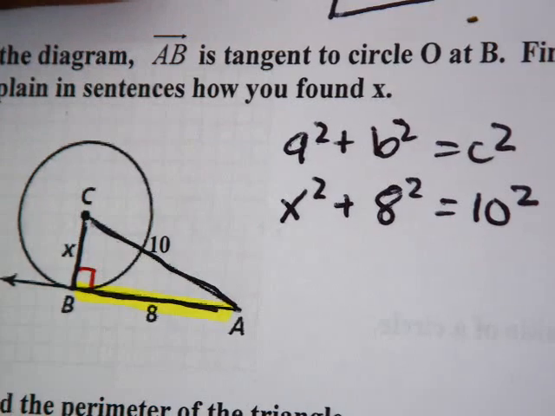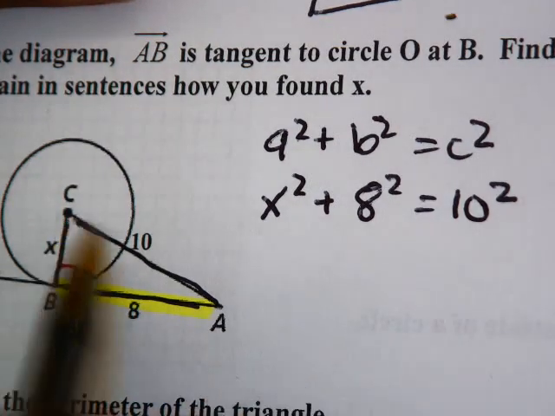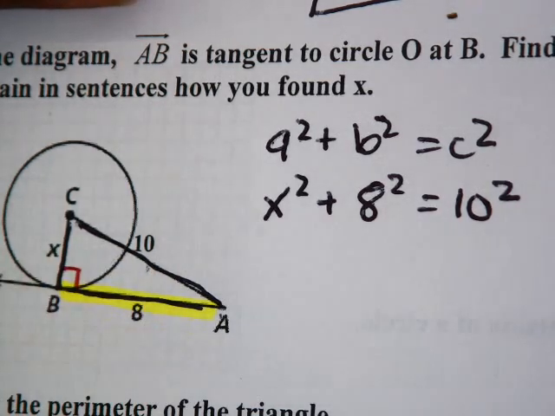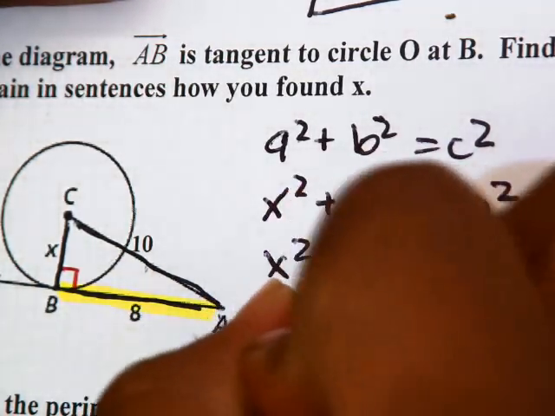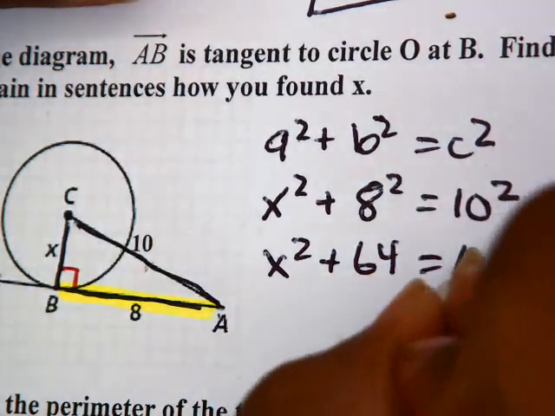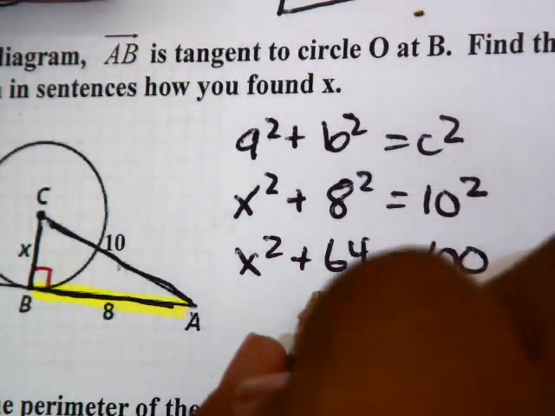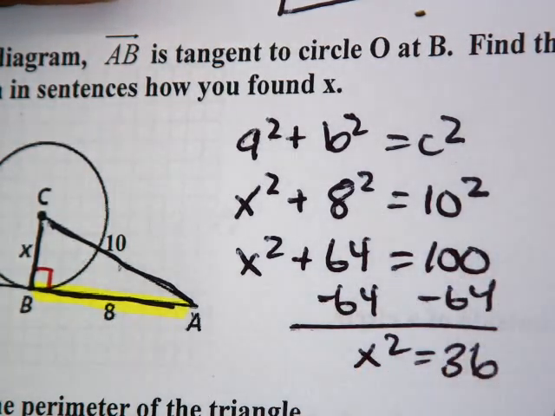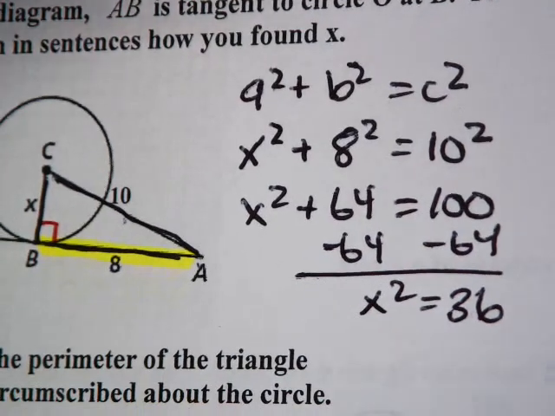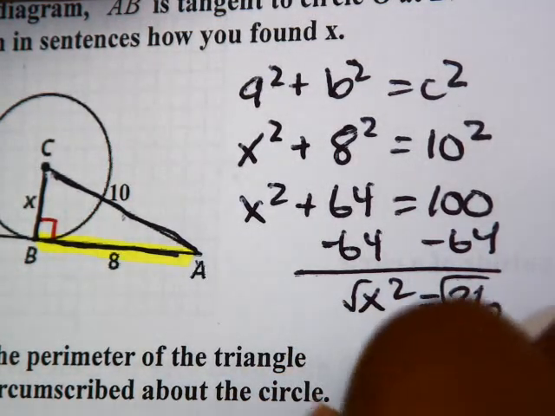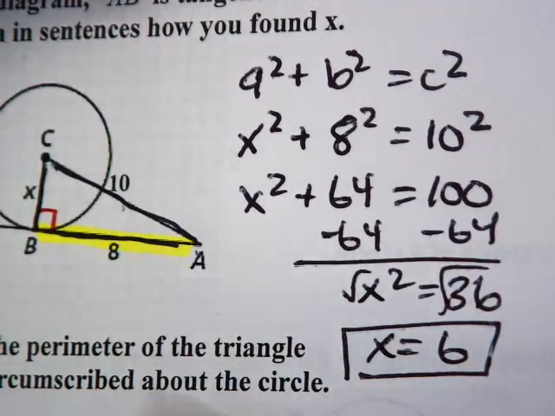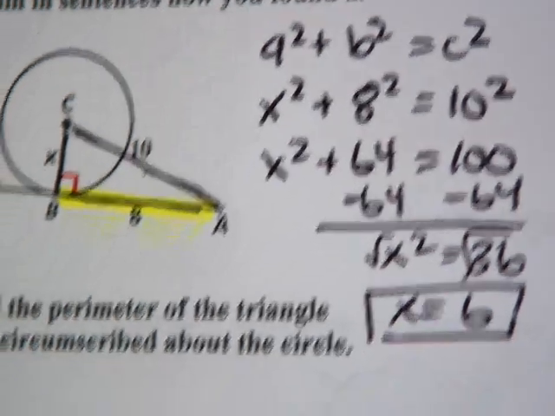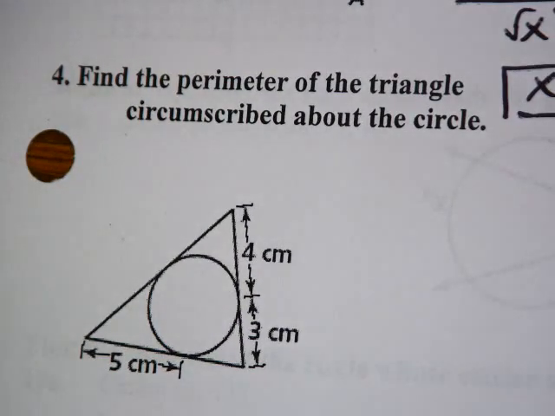I'm going to call a my x, b 8, and my c is 10. Make sure that c is always the hypotenuse, the length across from the right angle. So this is x squared plus 64 equals 100. I'll subtract 64 from both sides and get x squared equals 36. I'll take the square root, and I get that x is equal to 6. So the radius of that circle is just 6.